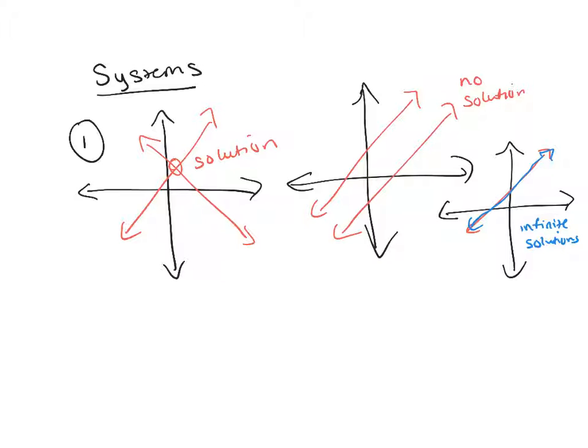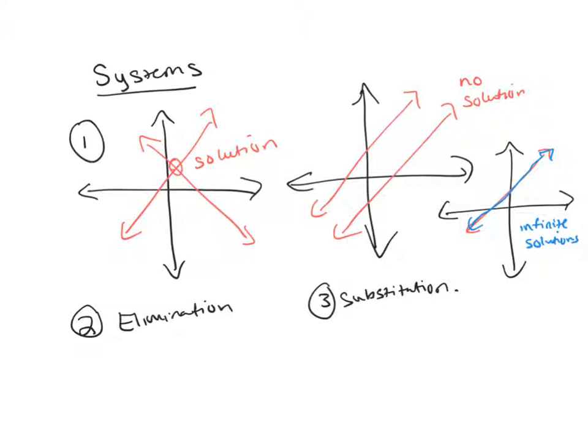The second way we learned how to solve a system was elimination. In elimination, you try to eliminate either the x or the y variable. The third way to solve a system is by substitution, and that's the method that we look at today. Example.